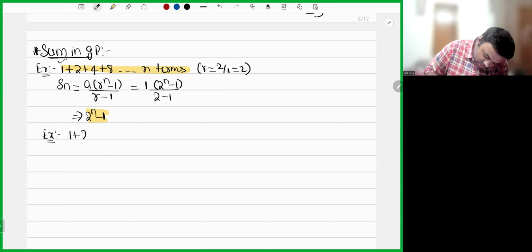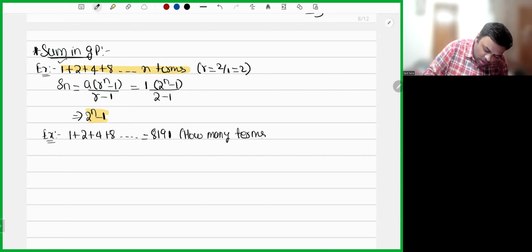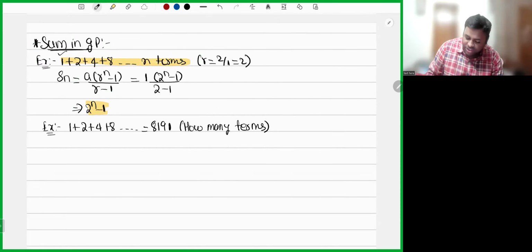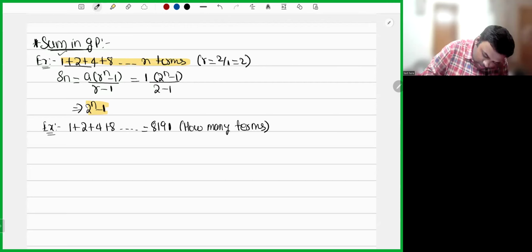I'm telling you 1 plus 2 plus 4 plus 8 so on is equal to 8191. I'm asking how many terms are there? How will you calculate this? Just now I told you that 1 plus 2 plus 4 plus 8 so on till n terms is 2 power n minus 1. Just substitute that formula here. 2 power n minus 1 is equal to 8191. Or else you can use the whole procedure.